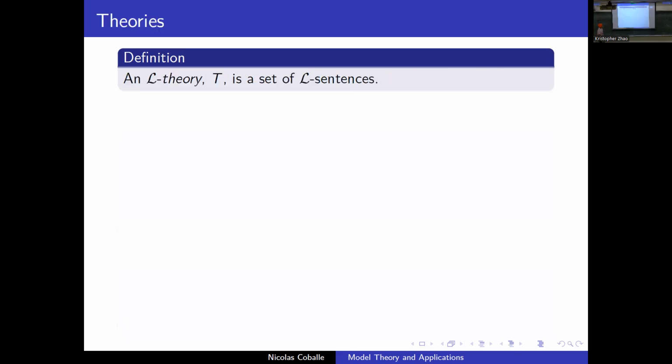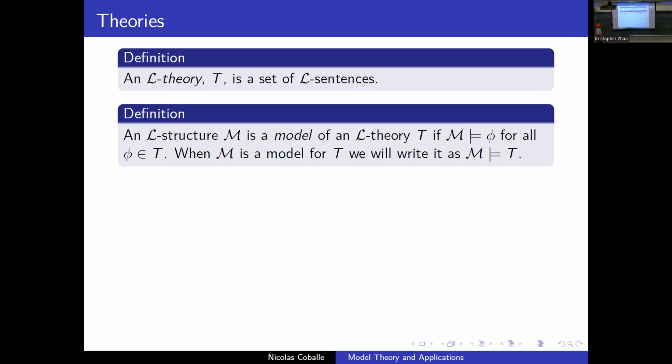Okay. So in L theory, T is a set of L sentences. That's it. And an L structure M is a model of an L theory T if each sentence in T is valid in that model. When M is a model for T, we'll write it as M models T, like this. We're going to overload this symbol a lot. I don't know why model theorists love this symbol, and it means a lot of different things, but contextually it all makes sense.